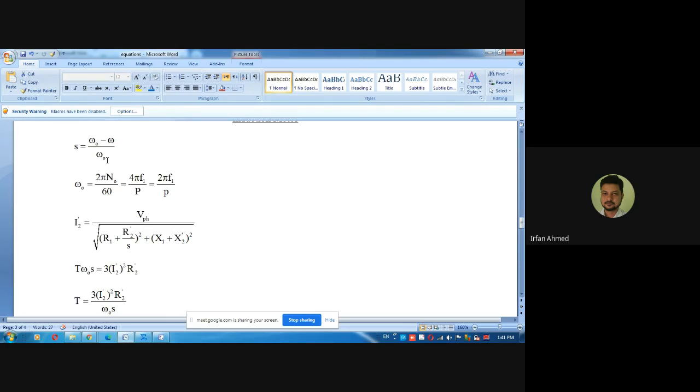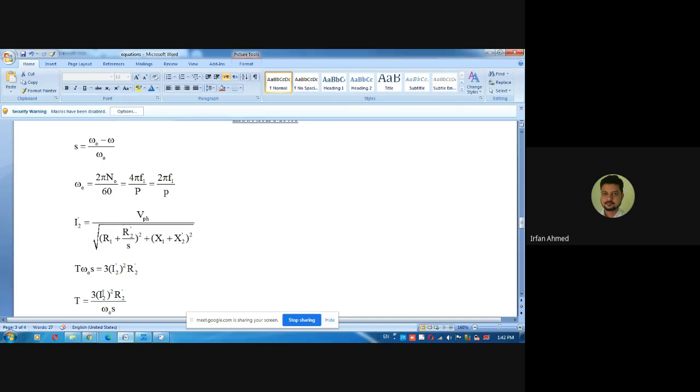Now we can substitute n0 is equal to 120 f1 by capital P. That gives us omega 0 is equal to 4 pi f1 by capital P, where capital P is the number of poles. Or it can also be written as 2 pi f1 by small p, where small p is the number of pole pairs.